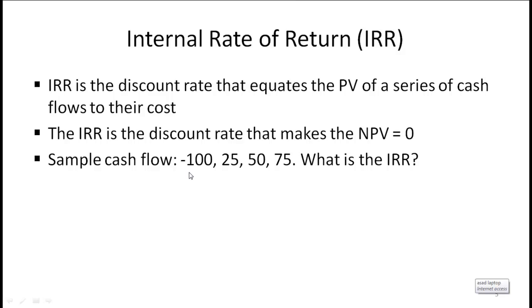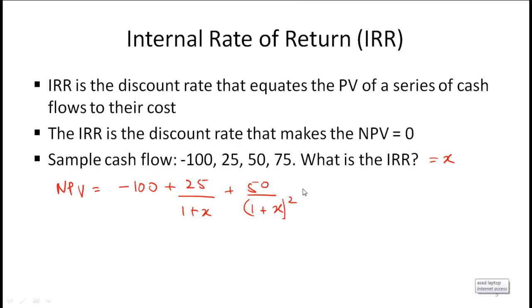So here is the same cash flow that you are now used to. What is the IRR? Remember, IRR is the discount rate that makes NPV equal to 0. Let's say that the IRR is X. Now what is the NPV? The NPV for this would be minus 100 plus 25 over 1 plus X, plus 50 over 1 plus X squared, plus 75 over 1 plus X cubed. So this is the NPV.